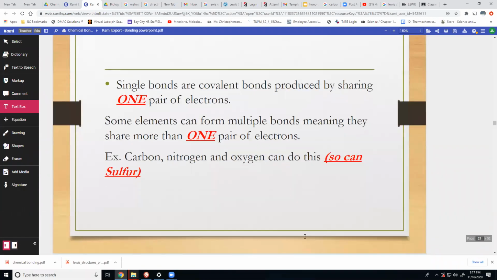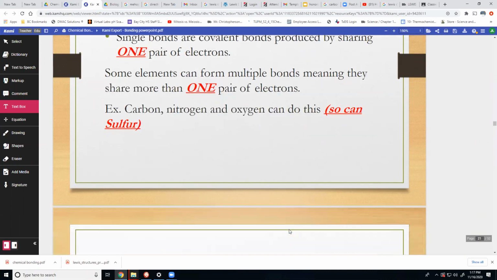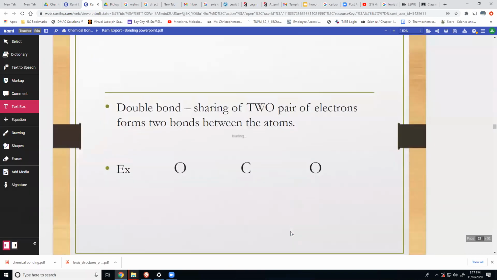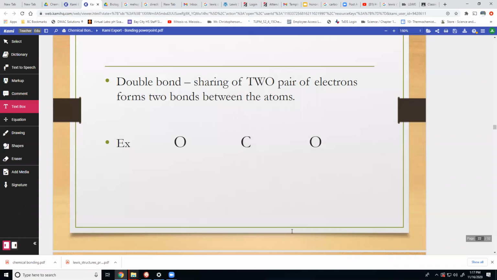All right, so single bonds are covalent bonds produced by sharing 1 pair of electrons. Some elements can form multiple bonds, meaning they share more than one pair. Carbon, nitrogen, oxygen, and sulfur can also do this, so they can form double and triple bonds. So double is when you have sharing of 2 pairs of electrons. So we see that in CO2 or carbon dioxide.